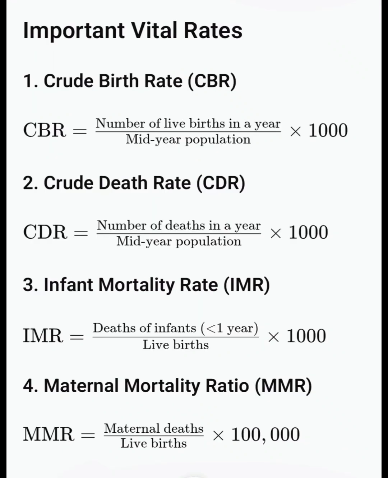Next, let us move on to the important vital rates. Crude birth rate, CBR: number of live births in a year by mid-year population, into 1000. Second, crude death rate: number of deaths in a year by mid-year population, into 1000. Infant mortality rate: deaths of infants less than 1 year by the number of live births in that particular year, into 1000. Maternal mortality ratio, MMR: maternal deaths by live births, into 1 lakh. So this is about the important vital statistics.